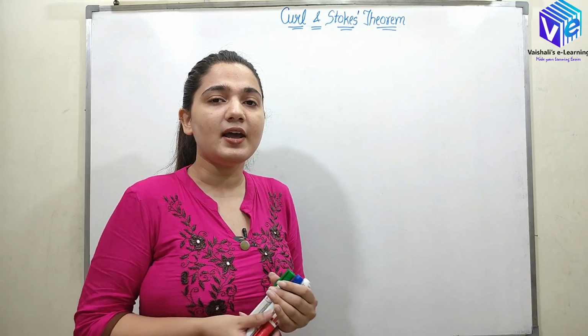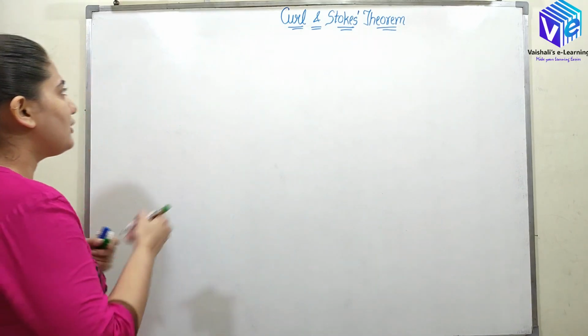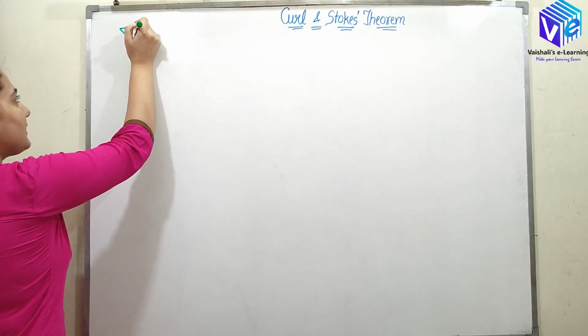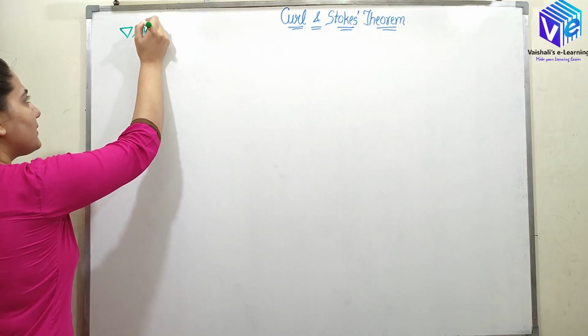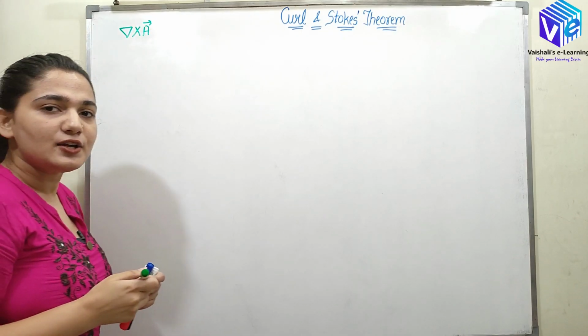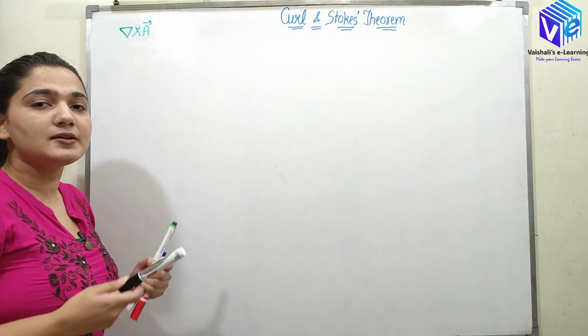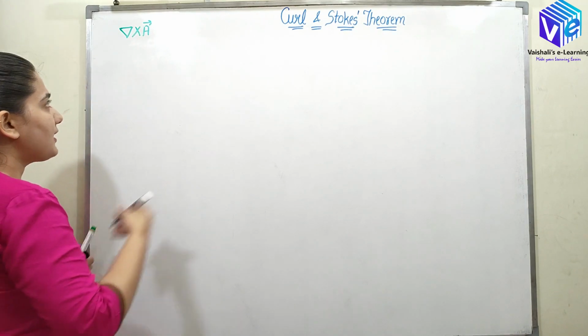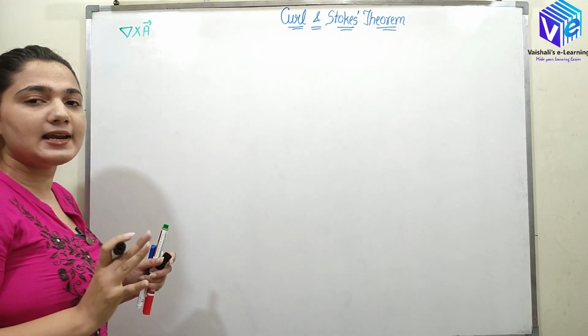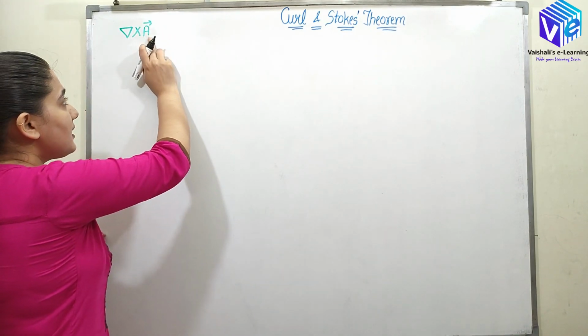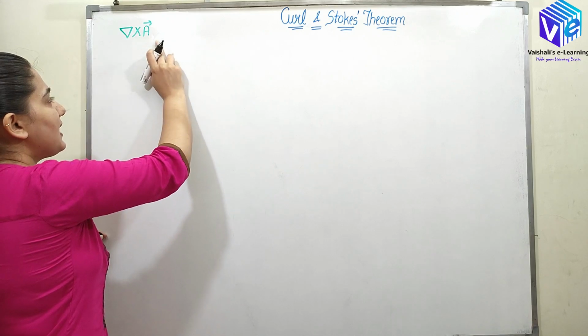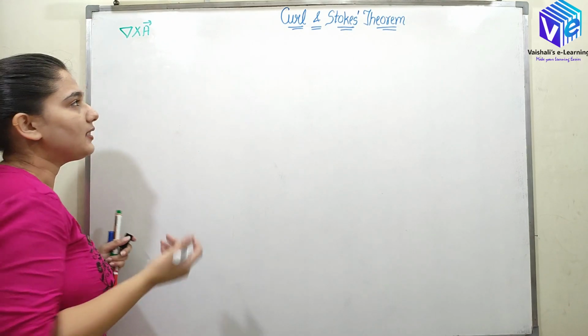If you remember the del operator, I told you the del operator can be used to have a cross product with any vector field. So here, if I have vector field A, A must be a vector field only. We cannot have a cross product with a scalar field. So A must be a vector field only, and del cross A represents the curl.